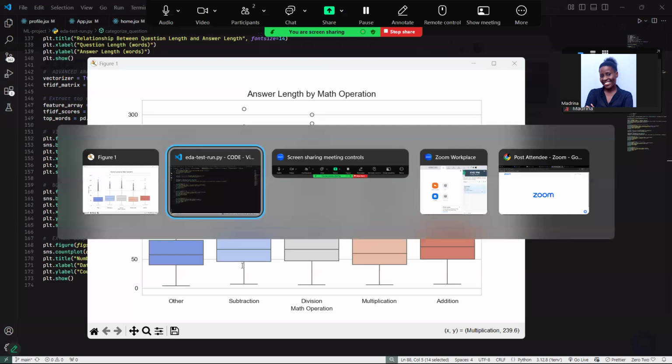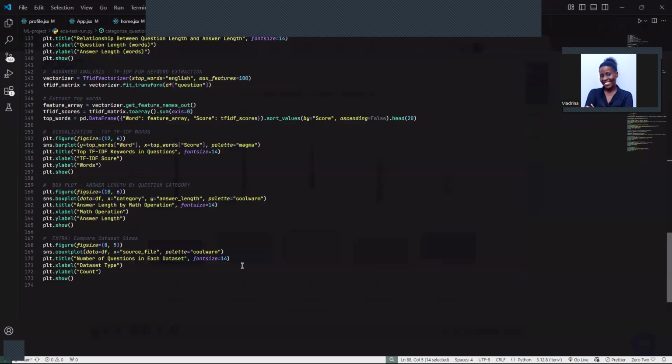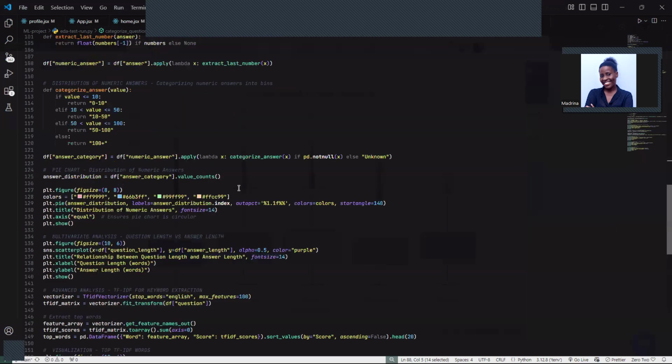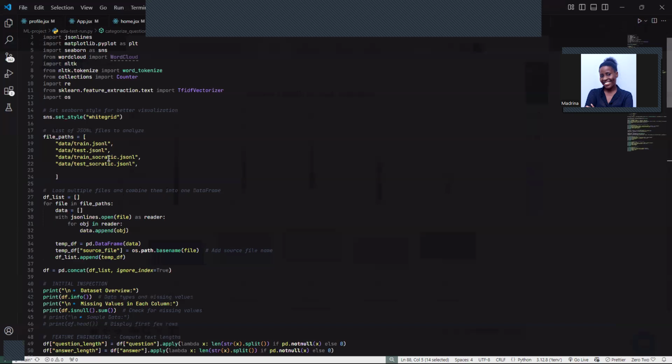And then lastly, we are going to compare dataset sizes. We have 4 datasets, namely train.json, test.json, and then train Socratic and test Socratic. The Socratic files are models that first think before giving an answer. The train and test.json files just have a question and then immediately give you an answer. But Socratic files have a question and then a thought process that will be read first before giving an answer.